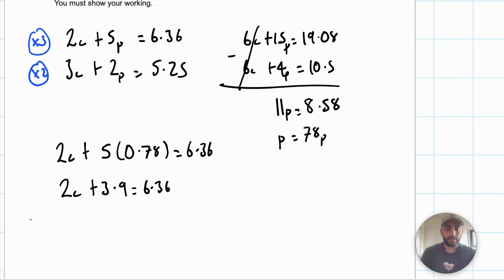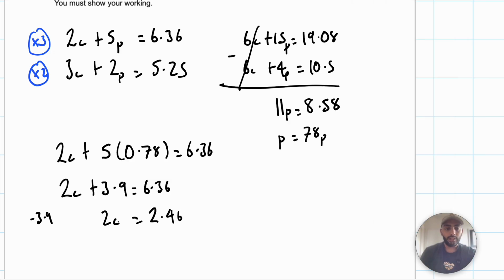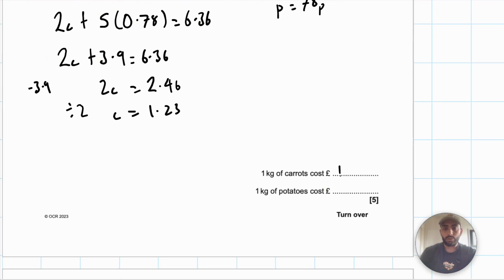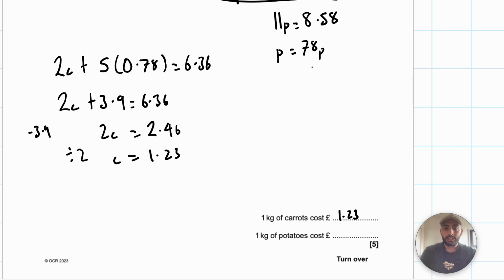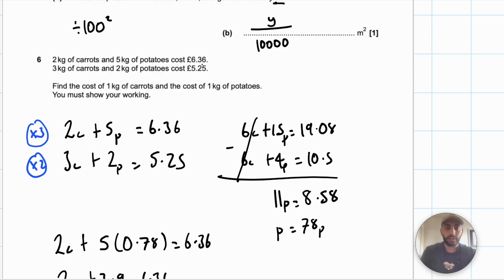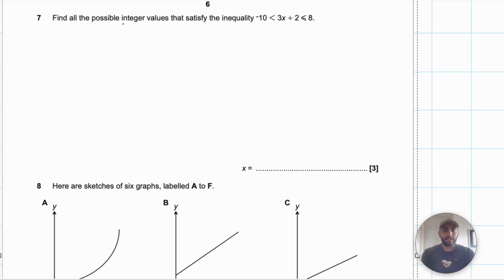Take away this 3.9 first. So 2c is equal to £6.36 take away £3.90, which is £2.46. Divide both sides by 2, so I'm left with c is equal to £1.23. So the cost of the carrots is £1.23, and the cost of the potatoes is 78p, so 0.78. If you wanted to check this, you could substitute both of these back into here, and you should get £6.36 or £5.25.